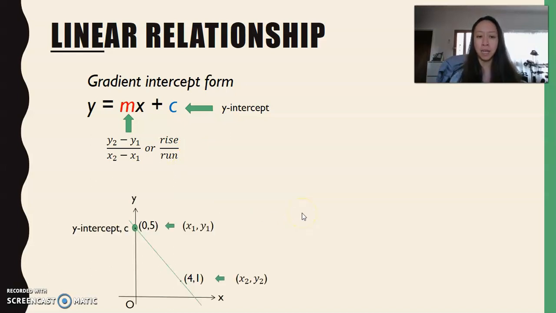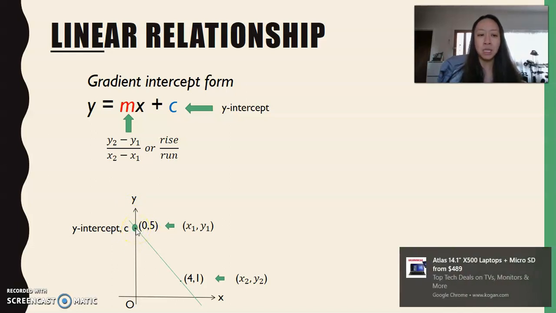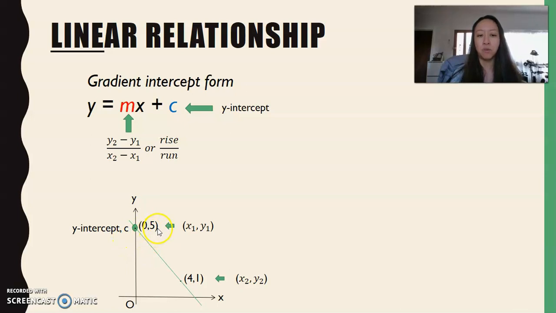Given an example of a line that passes through a point (0, 5) and another point (4, 1), we can see here that the y-intercept is the place where the line crosses or intersects the y-axis. So the y-intercept will be (0, 5), so my c will have a value of 5.